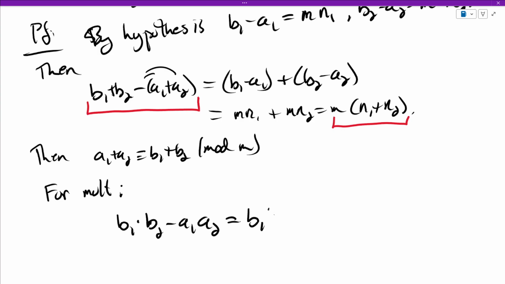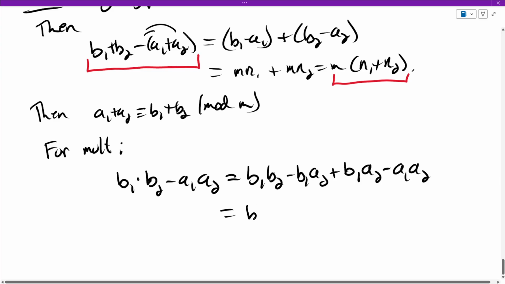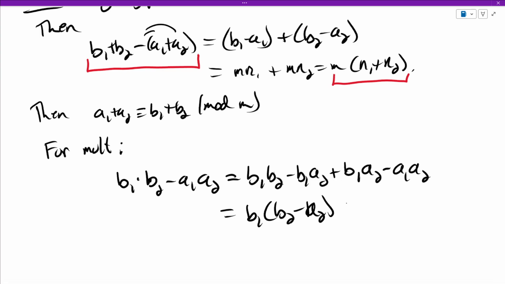And then we're going to insert 0. So we're going to say, hey, b1 b2 minus b1 a2 plus b1 a2 minus a1 a2. Is that good? I think that's good. So I've effectively input a 0 there, right? So we haven't changed anything. We can go ahead and factor out a b1 on the left from the first expression, and then an a2 on the right from the second expression. And now these are guys that we can substitute. So let's go in and substitute those.